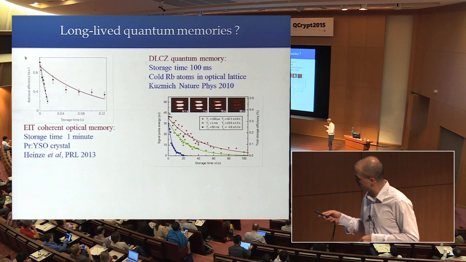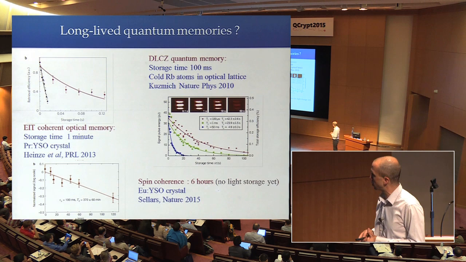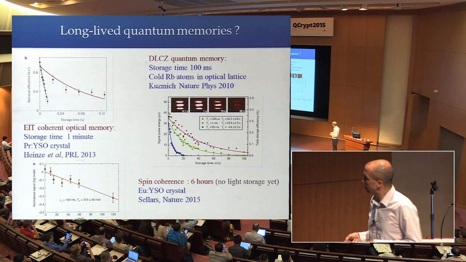But there is some more hope, actually. There was this experiment that has been done in Matt Sellars' group in Australia, where they use a europium doped crystal. So it's the same kind of crystal, it's just a different dopant.